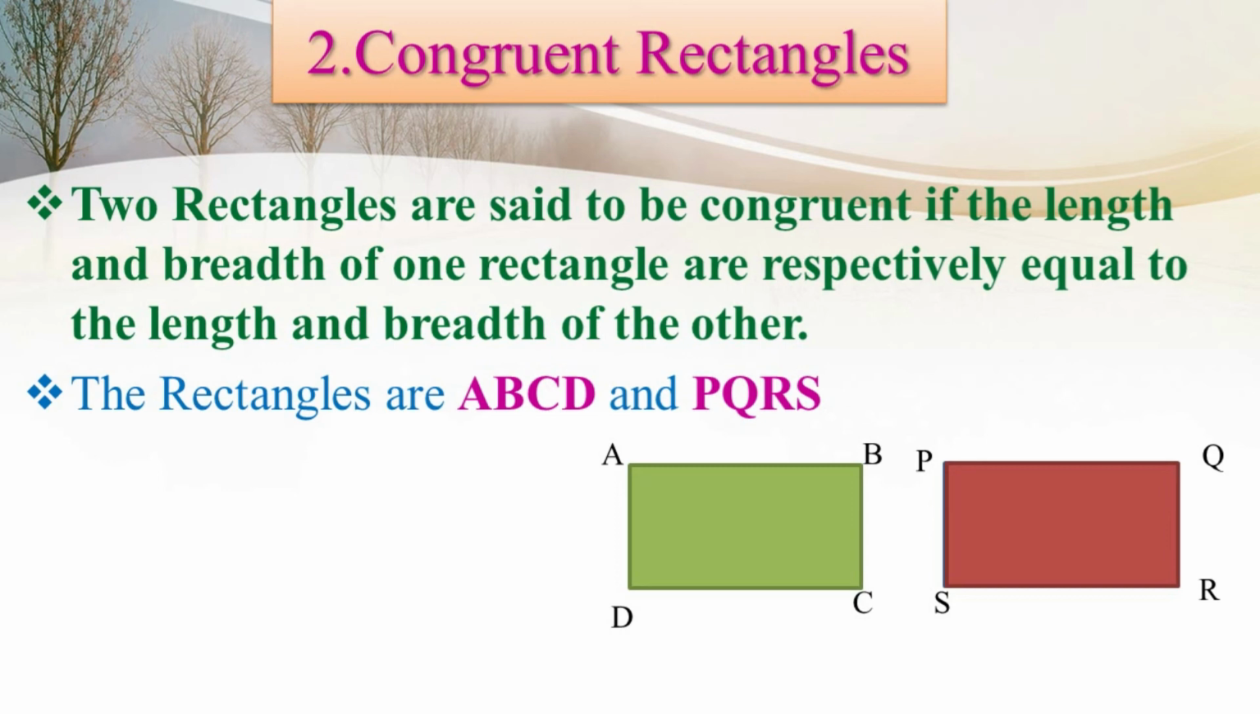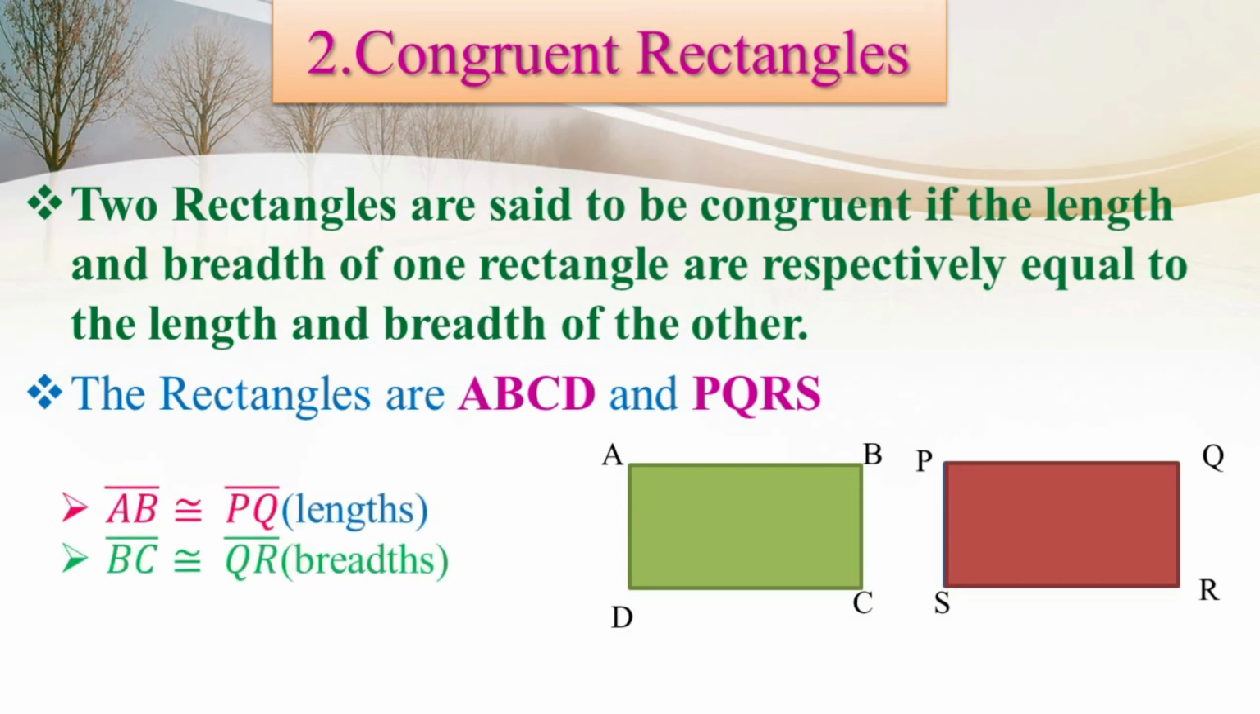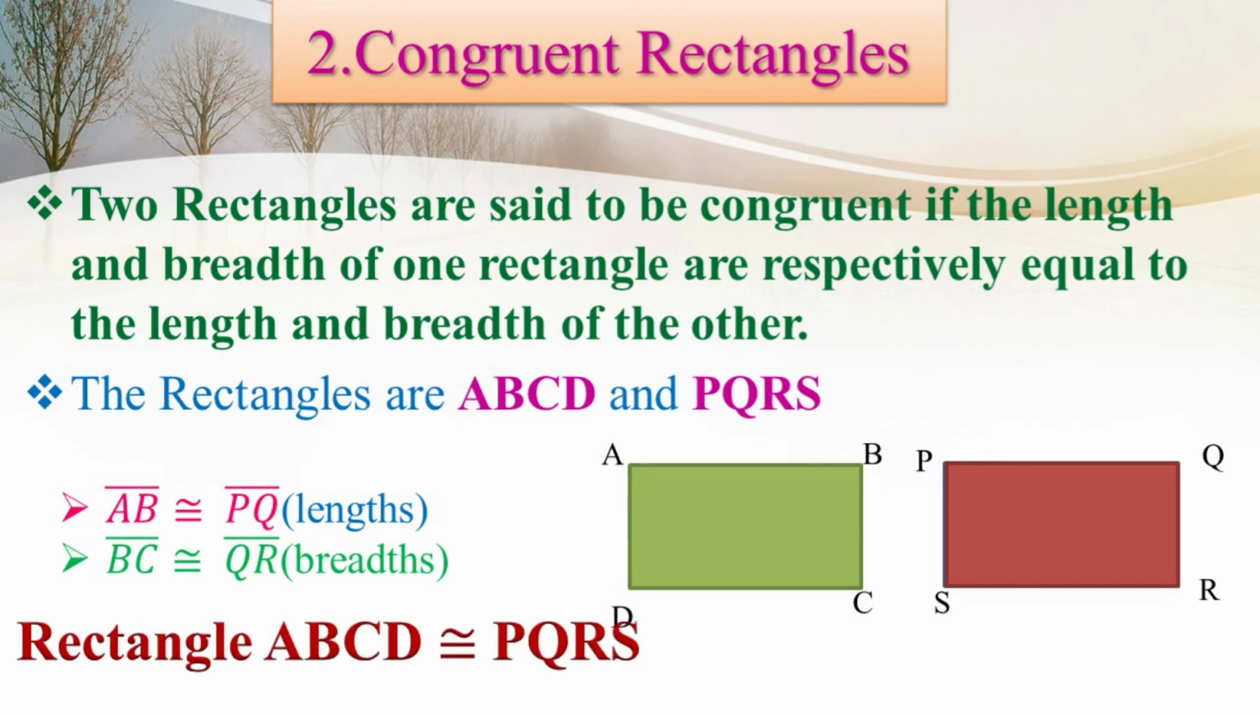Yes, they are congruent, and now we know that the elements to be proved congruent in rectangles are length and breadth. Here AB is the length of the first rectangle, likewise PQ is the length of the second rectangle. So side AB is congruent to side PQ, that is the length. Next, breadth. BC is the breadth of the first rectangle and QR is the breadth of the second rectangle. BC is congruent to QR. Therefore, rectangle ABCD is congruent to PQRS.